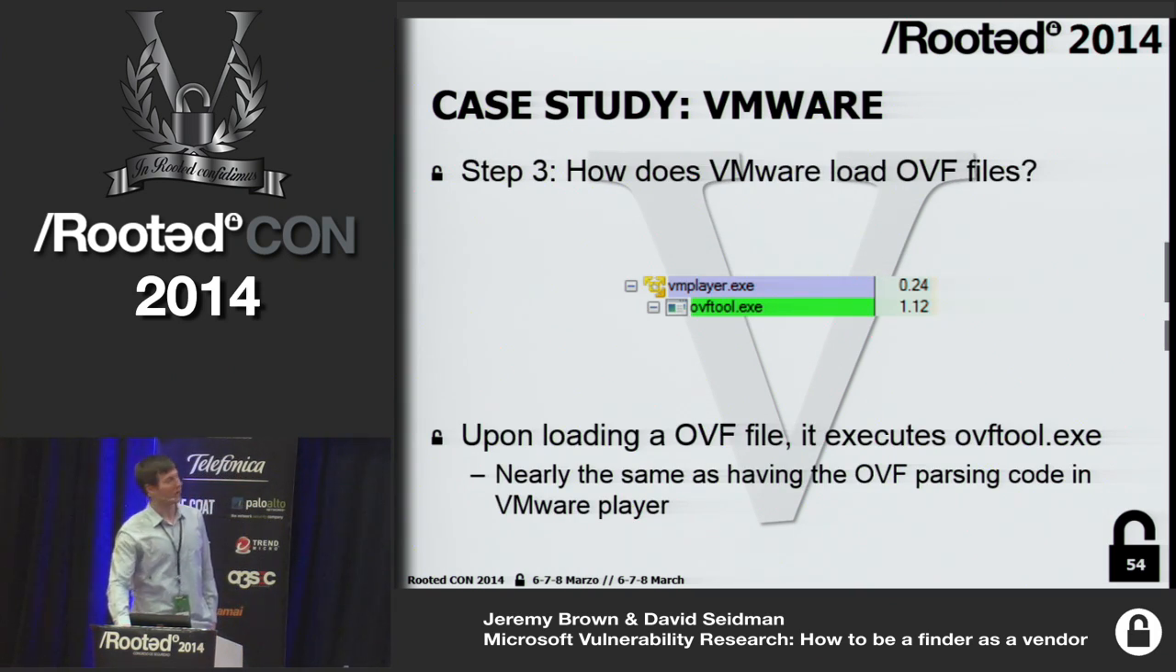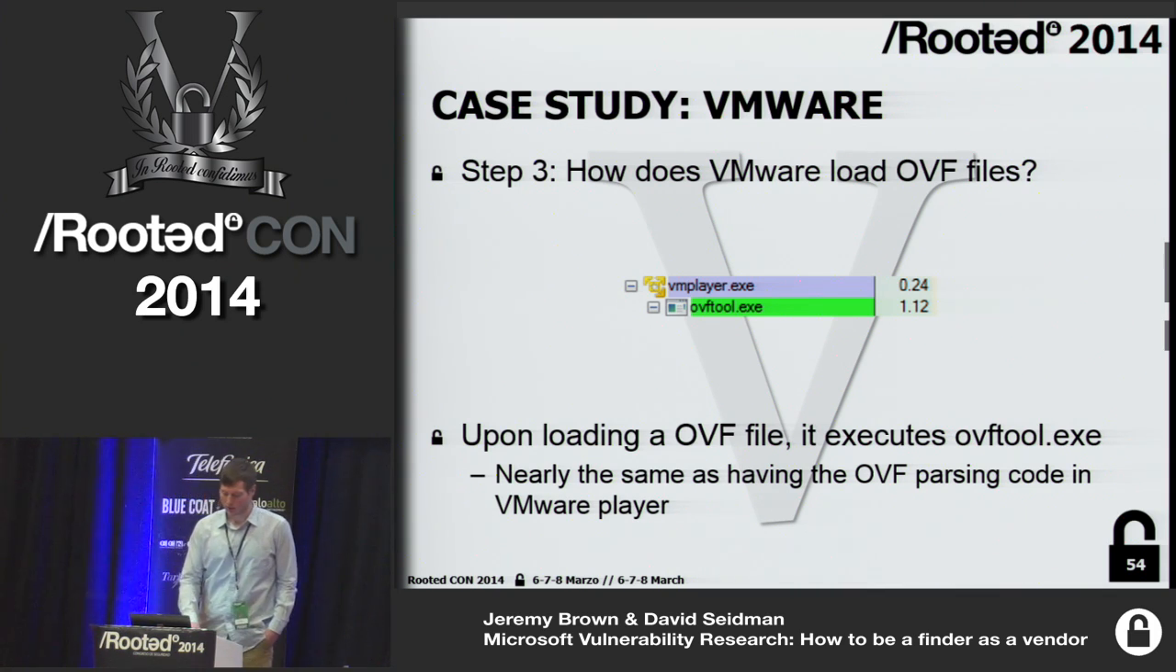How does VMware load OVF files? Our handy Sysinternals tools can show us that it's actually not done internally. It's actually calling ovftool.exe and parsing it from there. Okay. What is ovftool.exe? Obviously a tool for OVF files, but until you actually see this, you would maybe assume vmplayer.exe would be parsing the files. So upon loading it, it executes ovftool.exe on the OVF file.